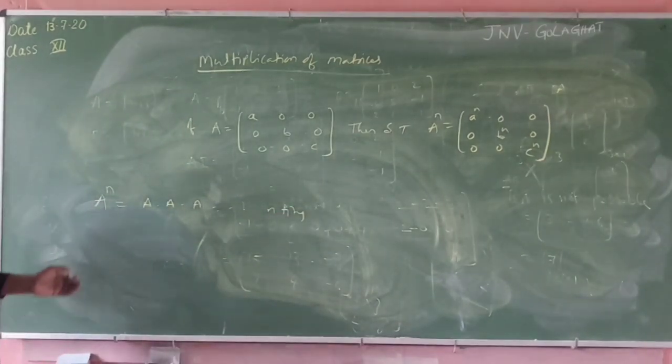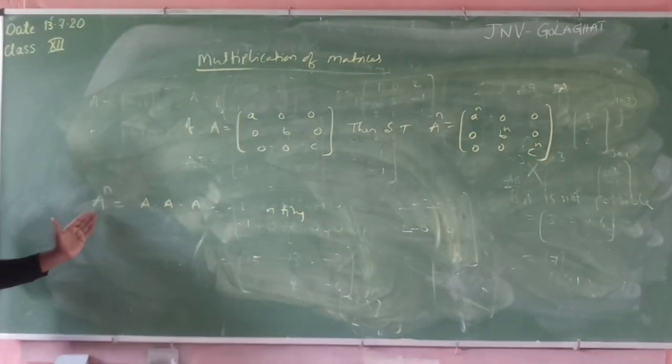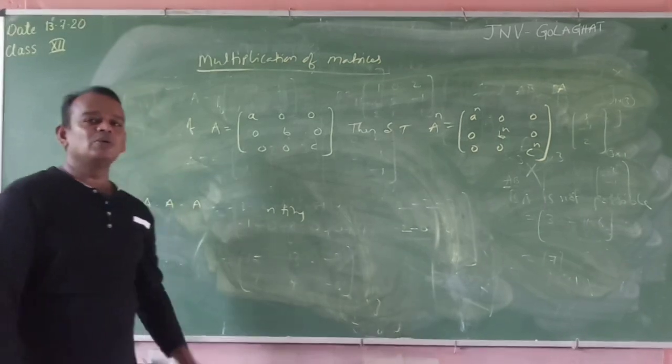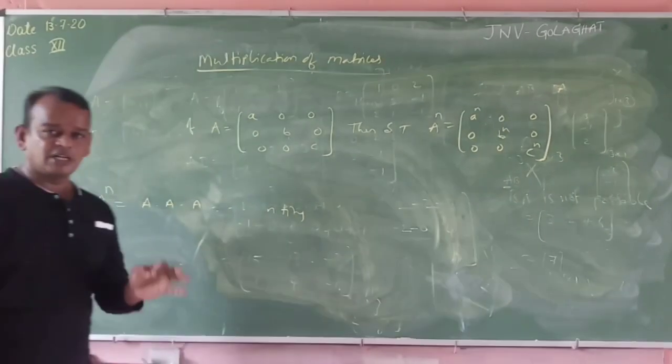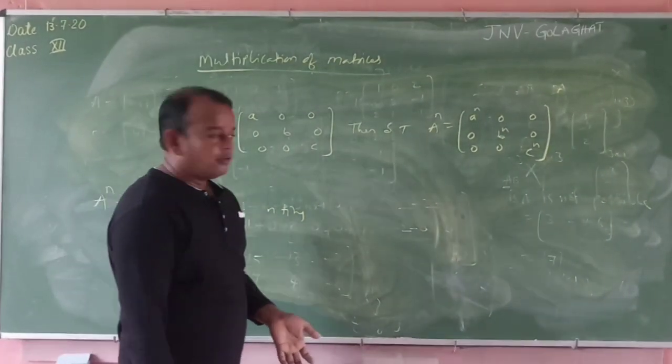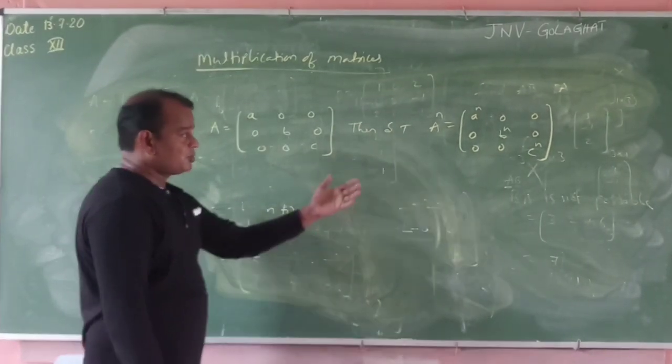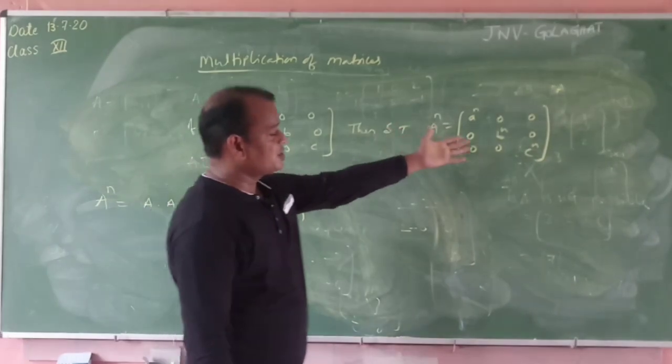Now, can we multiply the matrix A n times? It is not possible. By using the principle of mathematical induction, we will solve this type of problem. How to solve? First we have to show this.